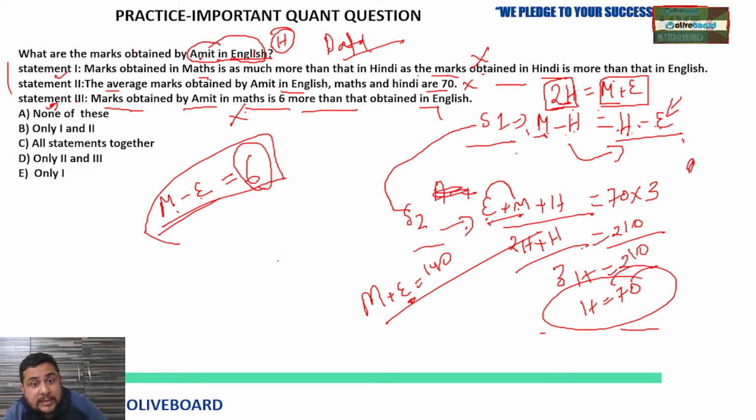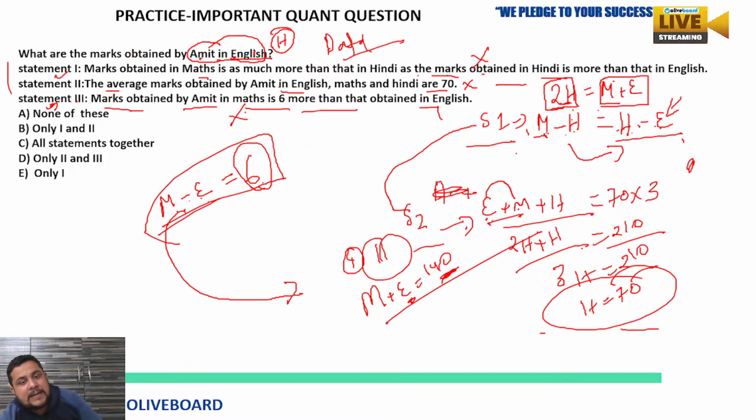No. But if we take this data and merge it with the first and second details, because by the help of the first and second statements we have maths plus English is equal to 140. Now we have the difference of maths and English, that is equal to 6. So yes, by the help of these two equations, we can solve it. Maths plus English is equal to 140. Maths minus English is equal to 6.